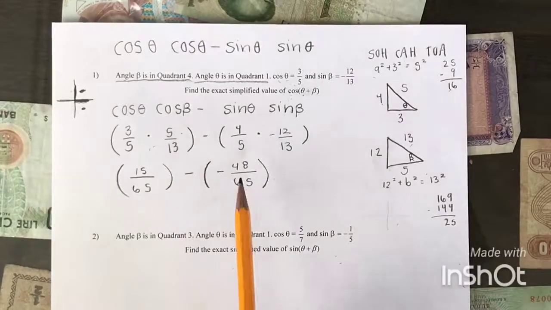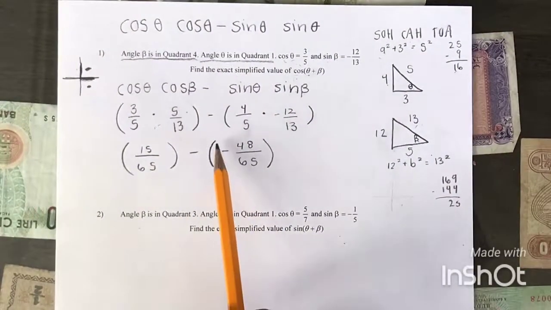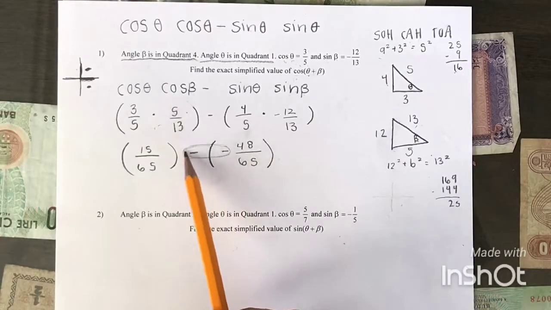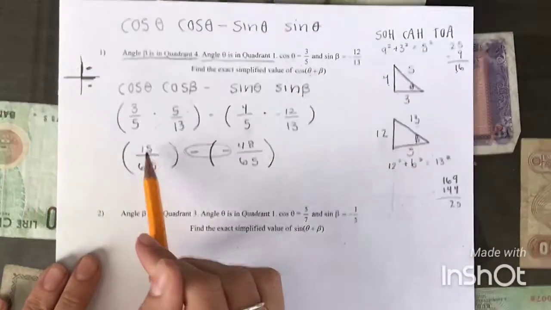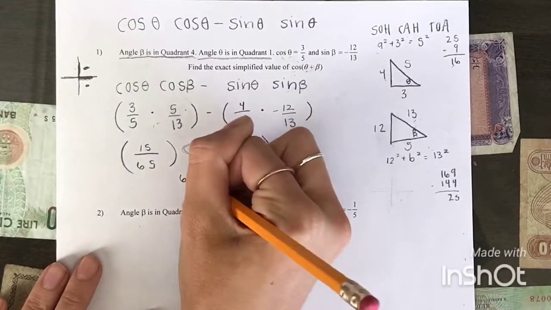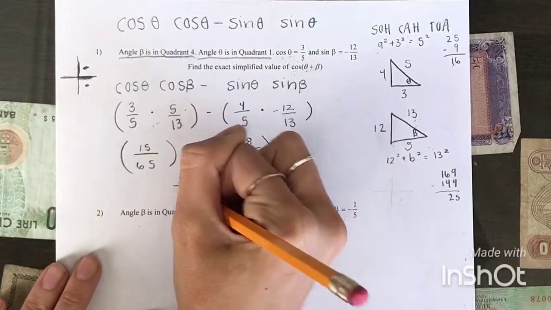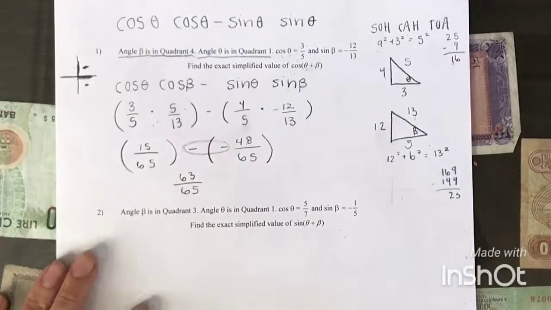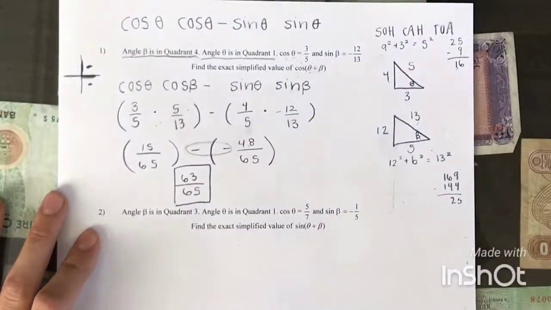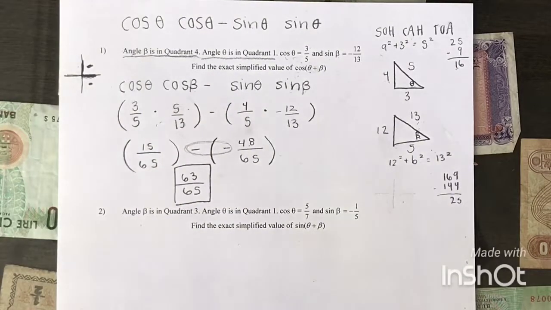The next step is to add the fractions together because minus a negative always equals a positive. 15 plus 48 is 63, and keep the denominators the same. 63/65 is your final exact simplified value of cosine theta plus beta.